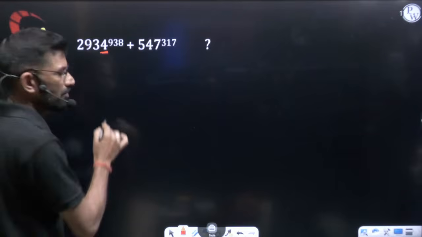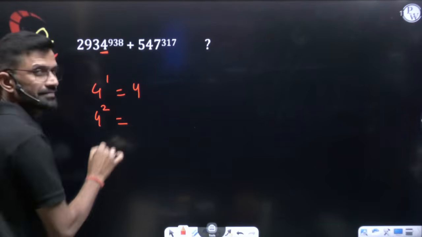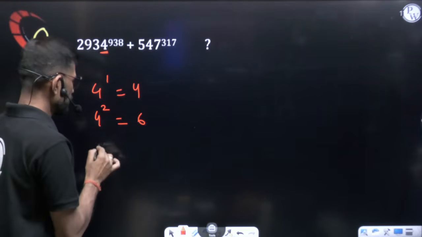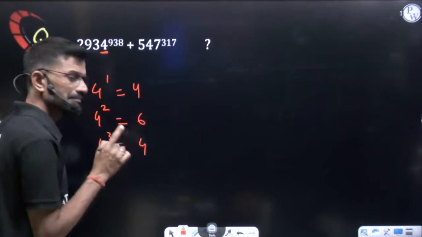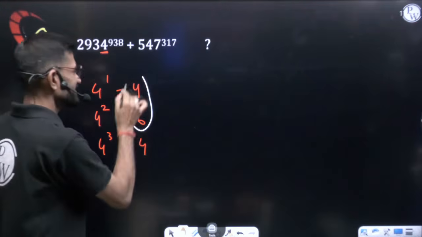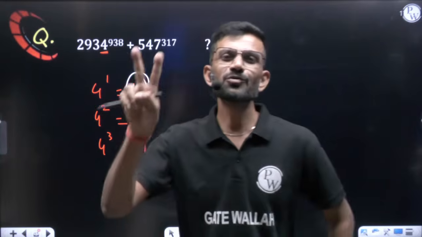The 4 power. 4 power 1 is 4. 4 square is 16, which means 6. 4 cube is 64, which means 4. So only 2 numbers are repeating, 4 and 6. Since the cycle is of 2 numbers, we should divide the power by 2.